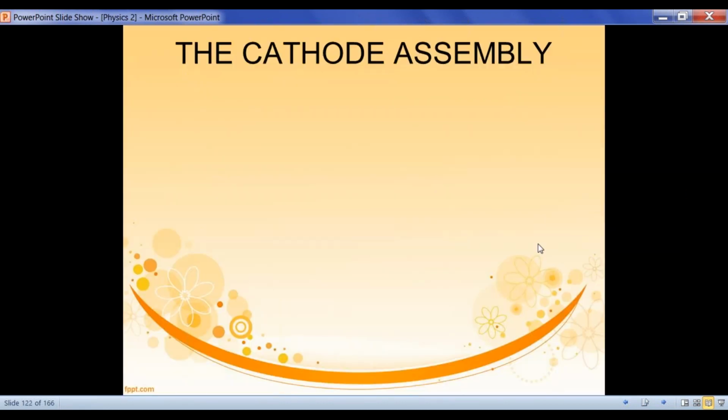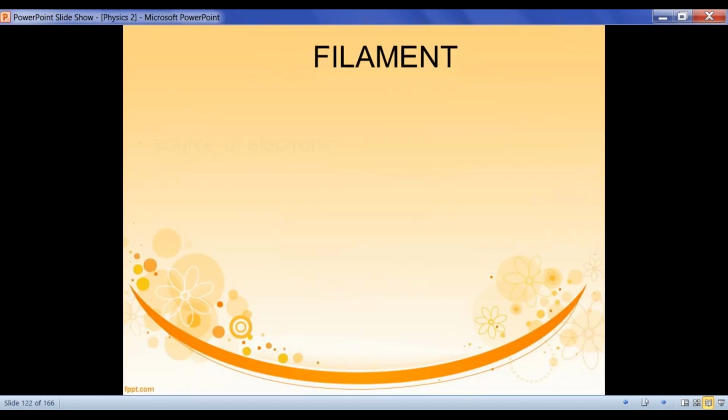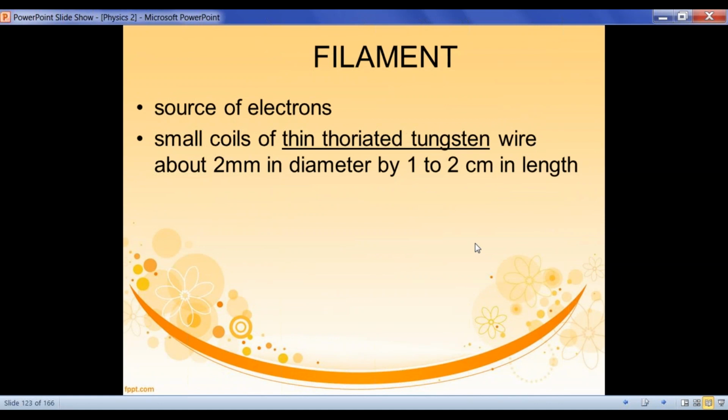So we will discuss first the cathode assembly. So cathode is composed of, as I mentioned kanina, the filament and the focusing cap. So it is negatively charged. We have two types of filament: meron pong large filament and small filament. So yung ating focusing cap po, tinatawag din po siyang filament cap. So yung filament, ito po yung actual source ng ating electrons, na kapag nag-iinit po siya, nag-e-emit po siya ng electrons.